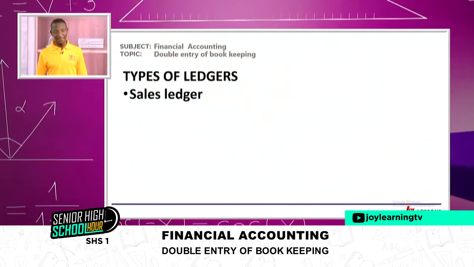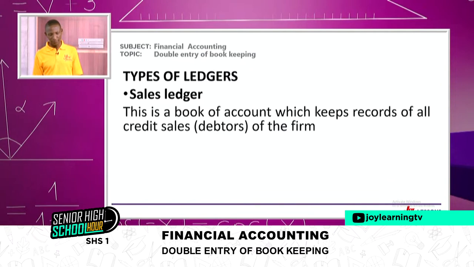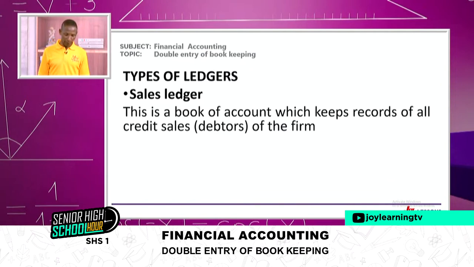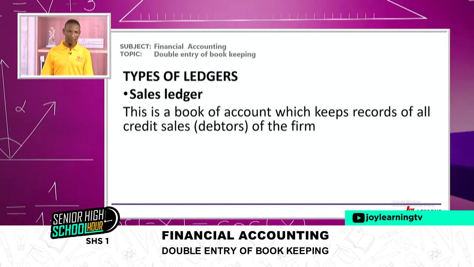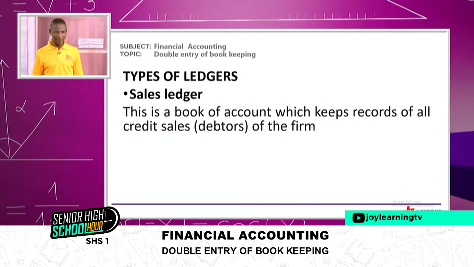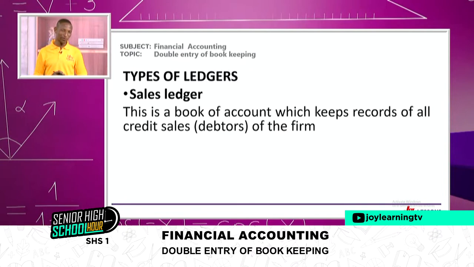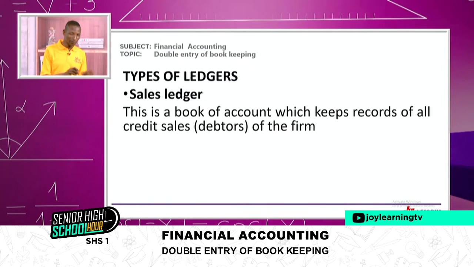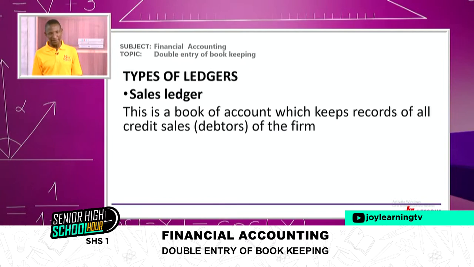So we have sales ledger. What is a sales ledger? What do we mean by sales ledger? It is a book of account which keeps records of all credit sales. When you sell on credit, the book that you pick to write in is a sales ledger. I don't think this is difficult. It is very interesting. You sold on credit. Where are you going to record this? The book that you pick to record the sales on credit is known as sales ledger.